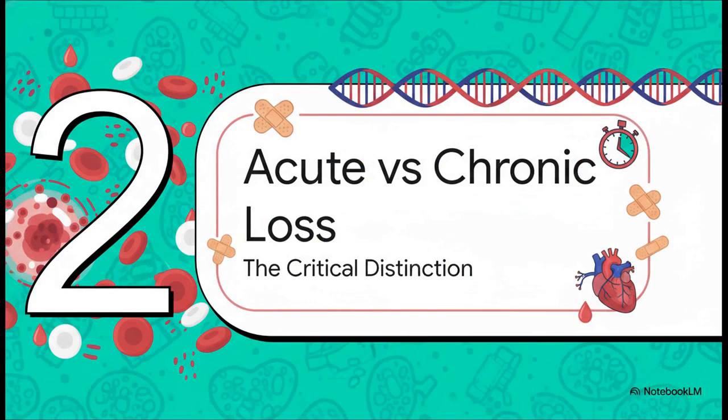Okay, let's get into what is probably the most common decision you're going to have to make when you see anemia in a chart. Is it from acute blood loss or is it chronic? And trust me, getting this distinction right is absolutely essential.